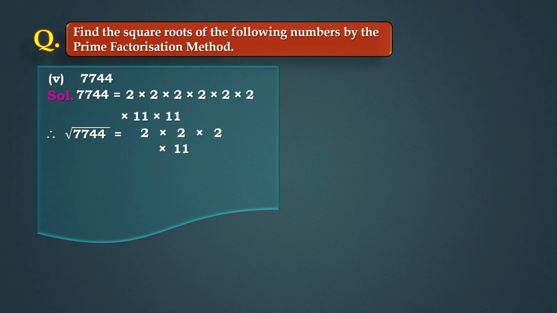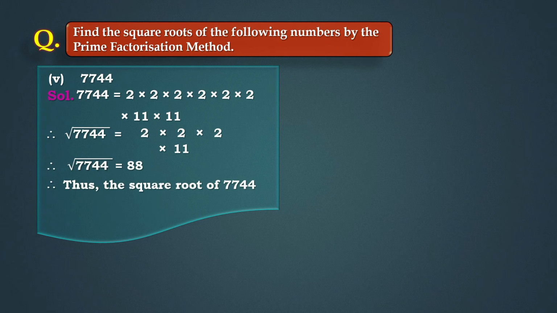Now, multiply step by step. 2 multiplied by 2 is 4. 4 multiplied by 2 is 8. 8 multiplied by 11 is 88. Therefore, the square root of 7744 is 88. Keep practicing to become confident in solving such problems quickly and accurately.